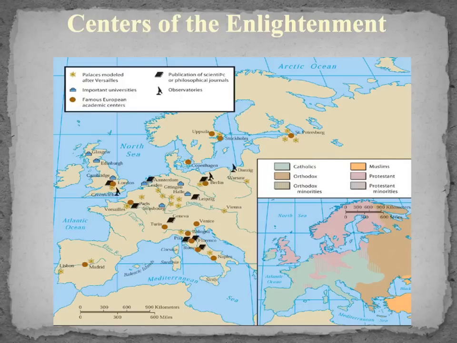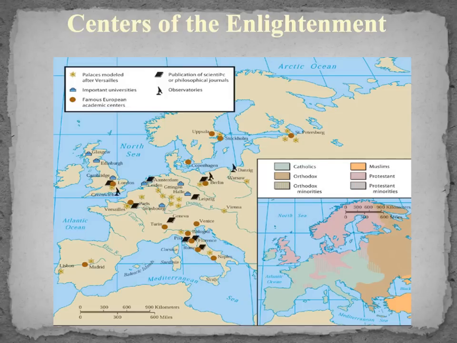As we venture into the Enlightenment, just to get you to understand what's going on during this time period, here's a map that shows the centers of the Enlightenment. And it also shows religion around this time period.